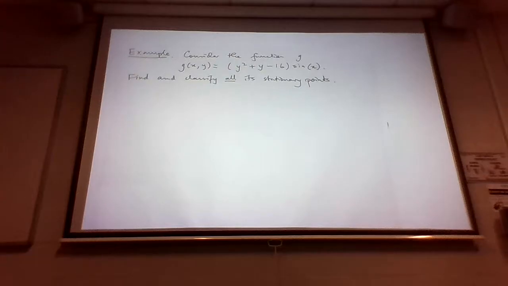But before we launch ourselves into that, we can maybe get a peek at the answer or some intuition or good idea of what kind of responses we're going to get if we use the computer to draw a surface plot of this graph. Okay, so just repeat the definition up here if you're still taking it down. So it's y squared plus y minus 16 into the sine of x. Okay, so this is our function g of xy.